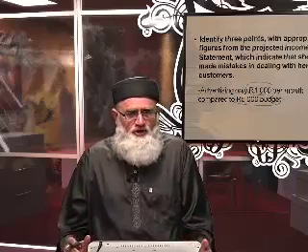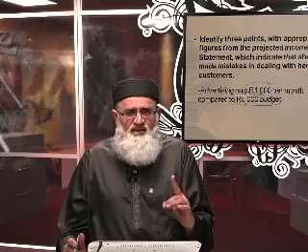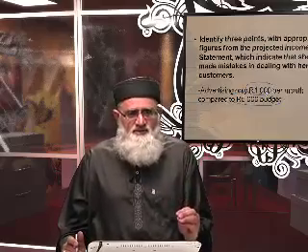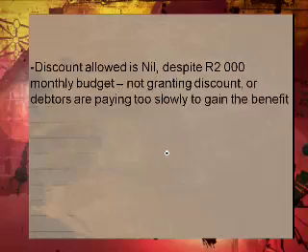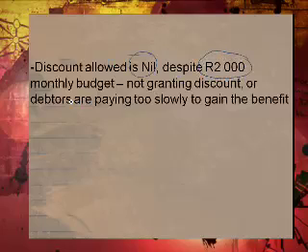Everything is not hunky-dory. We need to look specifically at our advertising department and check on things that are going on there. Look at your discount allowed. Your discount allowed is 0. That means it's nil, despite there being a budget of 2,000 Rand in our forecast income statement. In other words, we are not granting our discounts to our customers, or our debtors are paying us too slowly to gain the benefit.